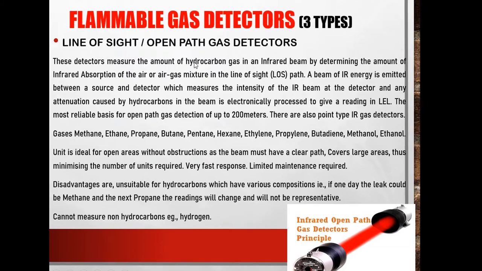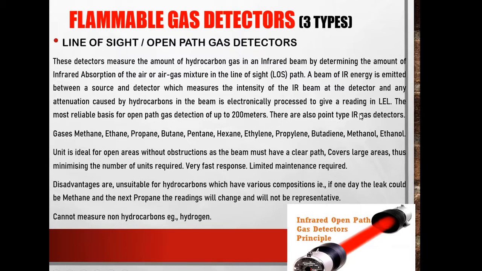These detectors measure the amount of hydrocarbon gas in an infrared beam by determining the amount of infrared absorption of the air or air and gas mixture in the line of sight path. A beam of infrared energy is emitted between a source and a detector, which measures the intensity of the infrared beam at the detector, and any attenuation caused by hydrocarbons in the beam is electronically processed to give a lower LEL limit. The most reliable basis for open path gas detection is up to 200 meters.